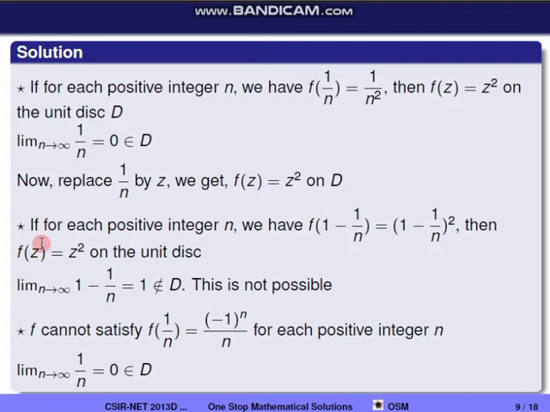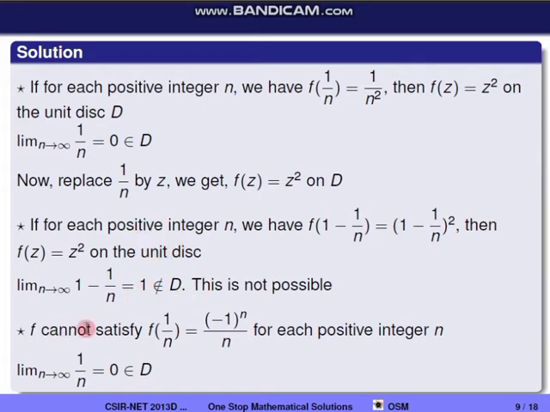So we'll do that. If for each positive integer n, we have f of 1 minus 1 by n is equal to 1 minus 1 by n whole square, then f of z is equal to z square on the unit disk. Find the limit point of this argument. So limit n tends to infinity, 1 minus 1 by n, which is equal to 1, not an element in D. So this option is not possible.